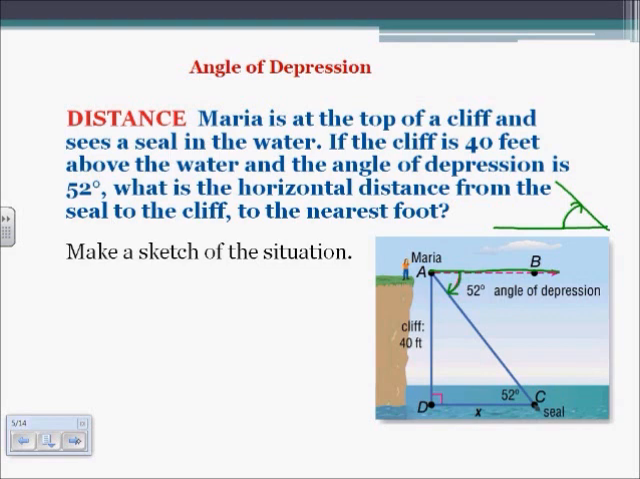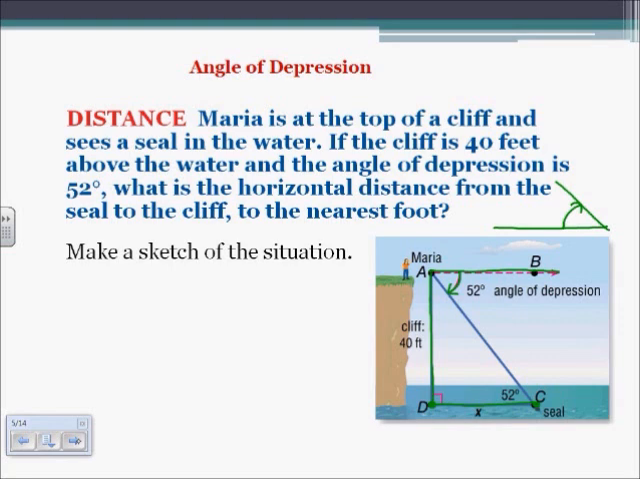So we have 52 degrees for an angle of depression. The cliff is 40 degrees. Sorry, it's 40 feet high, not 40 degrees. And we're trying to find the horizontal distance from where she sees things to the seal. So where she is, horizontal distance from her to the seal. So the picture is laid out.